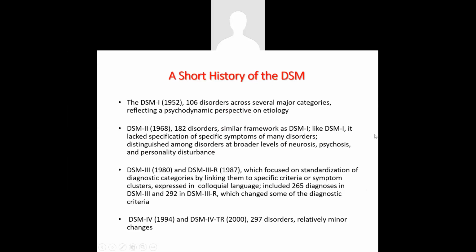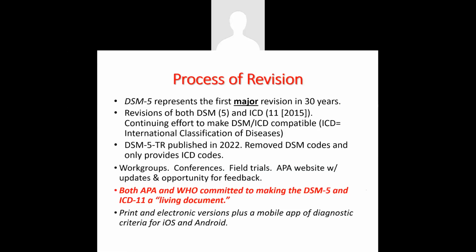And then we had the DSM-5, which was representing the first major revision in 30 years. Revisions of both the DSM-5 and the ICD, currently in version 11, is looking to try to have a little bit more consistency between these two. So you'll notice that the physical health medical part of the world, as well as most of the other countries in the world, don't use the DSM. They use the ICD, that is the International Classification of Diseases.